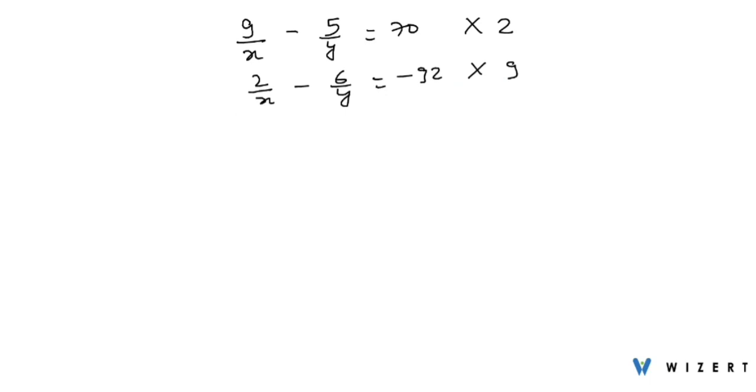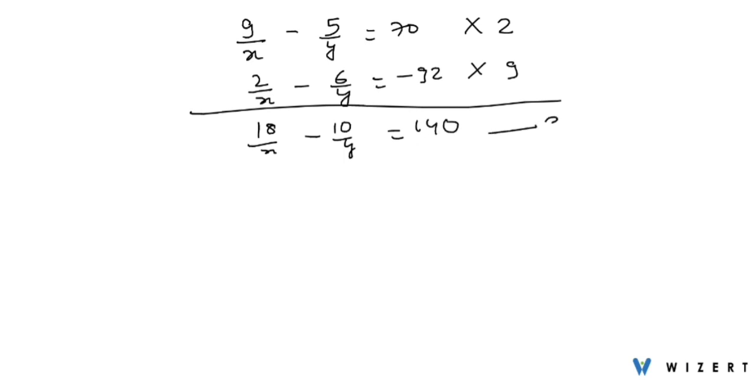So 9 by x minus 5 by y equal to 70, we'll multiply this by 2, and 2 by x minus 6 by y equal to minus 92, we'll multiply this by 9. If you multiply, we'll get these two new equations. Let this be the third equation and let this be the fourth equation. Now we can see that 18 by x is coming in both equation 3 and 4. We have made the coefficients same.